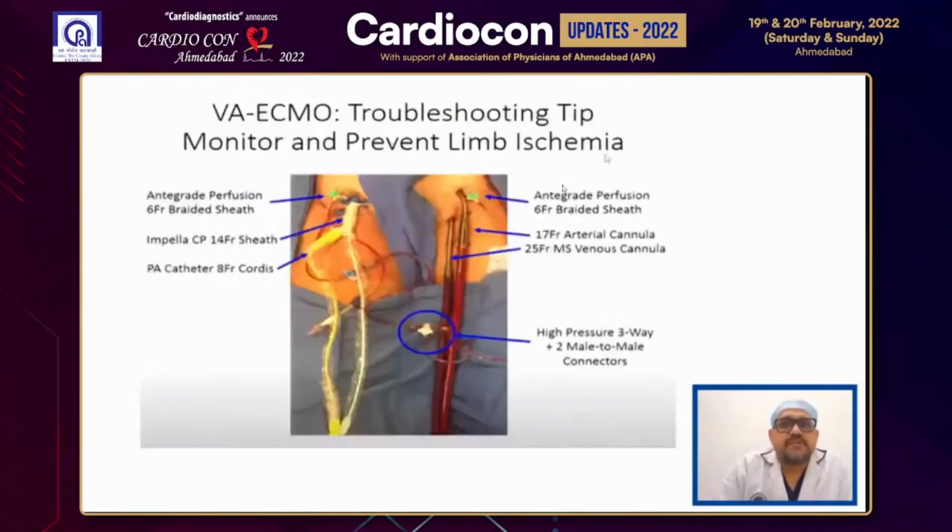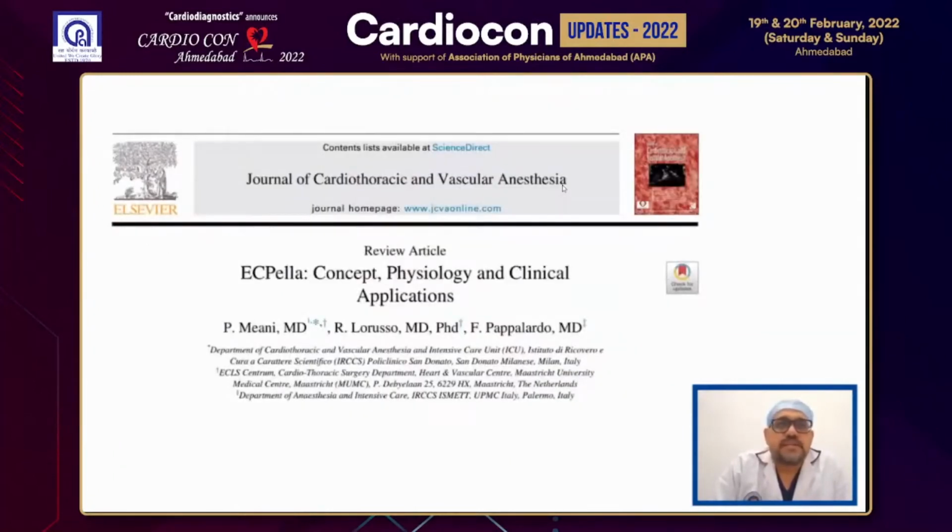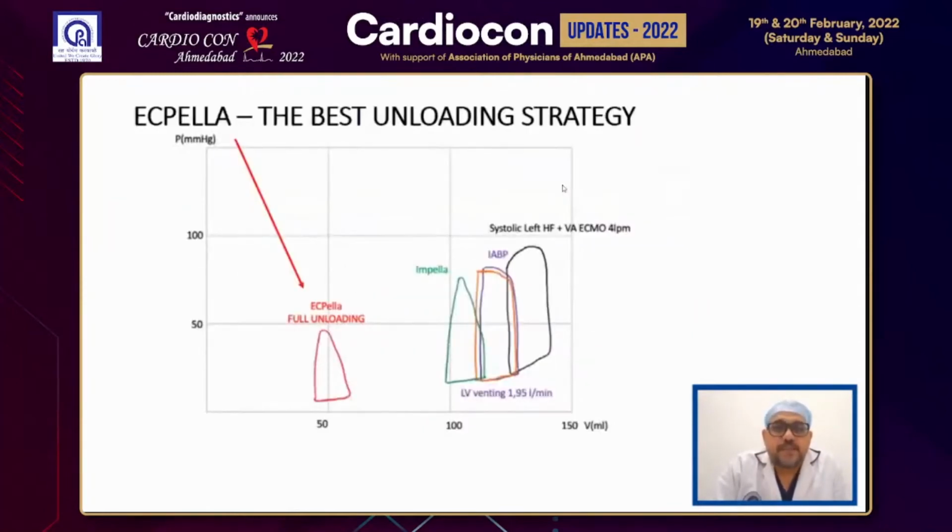So it is imperative that we take prophylactic steps to prevent lower limb ischemia. Look at this patient. He has a peripheral ECMO in one limb, and in the other limb there is Impella and PA catheter introduction. So a 6 French or 8 French sheath in both limbs to provide integrated flow, which will prevent distal limb ischemia.